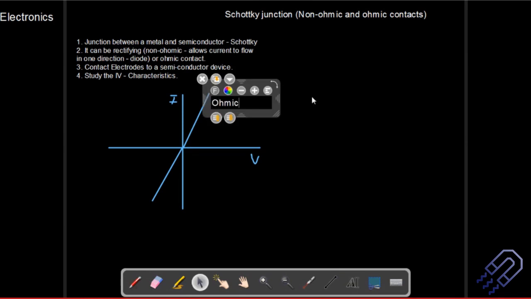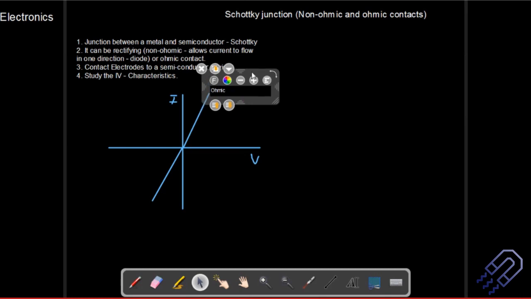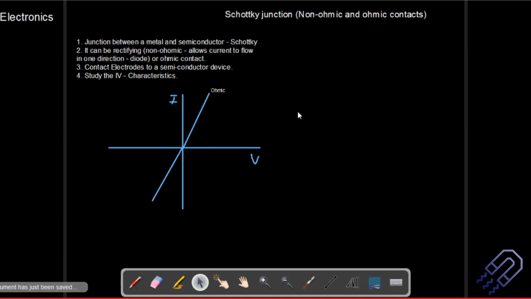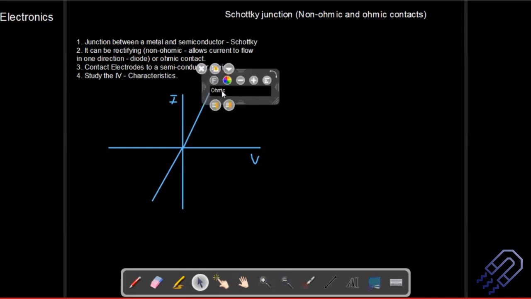So this is ohmic in nature. If it's a straight line, this is ohmic in nature. There are certain devices which behave almost like an ohmic contact, but it might not really be ideal. By ohmic I mean it's an ideal case. So maybe I can just put one word here inside the bracket: it's ideal.